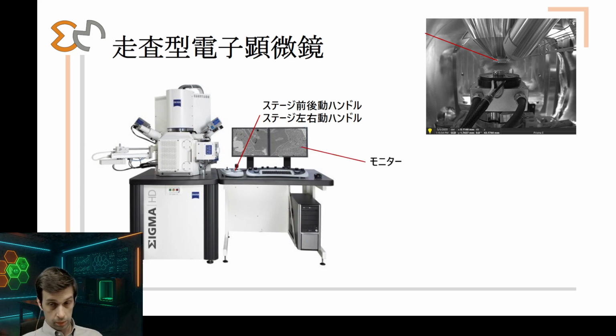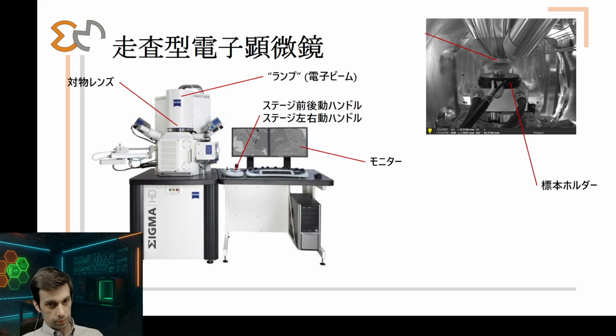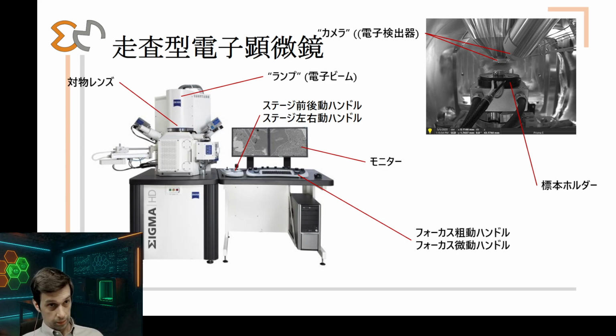You have, of course, the monitors. Instead of having a lamp, you have a source of electrons. You have your lenses. Of course, you have the chamber, because inside of this microscope, you need to have a vacuum in order to generate an electron beam. Inside of the chamber, in the vacuum, you have your sample holder. To focus, you use dials on the PC nowadays. And the camera is the detector for the electrons. In this case, it is a secondary electron detector.